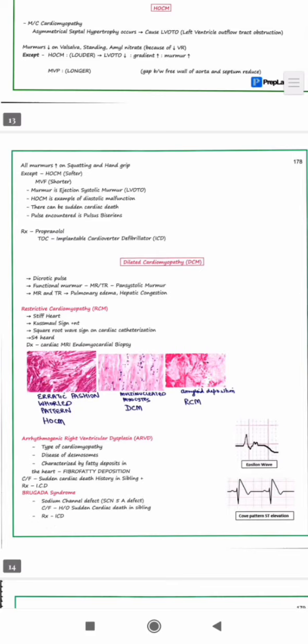The management is basically propranolol, or the treatment of choice here is an implantable cardioverter defibrillator. Now we're going to remember the dilated cardiomyopathies, which have a dicrotic pulse.